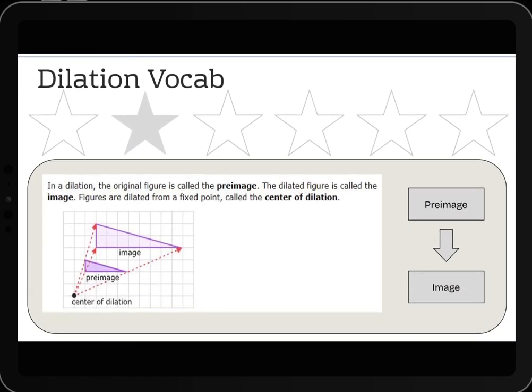Now, when you make an object larger, you have an original figure that we refer to as the pre-image, and you have a dilated figure that we refer to as the image. They're dilating around or about the fixed point, which is known as the center of dilation.